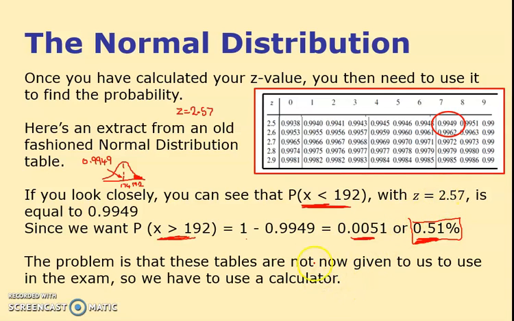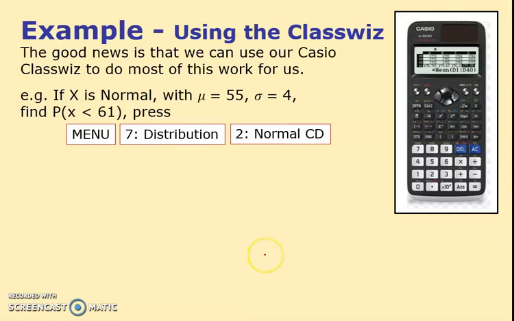So the problem now is these tables aren't given to us now, because they weren't the best and easiest things to use. So we now use our calculator. So let's see how to use our calculator. Using the ClassWiz then, we are going to do this question. It says if x is normal.